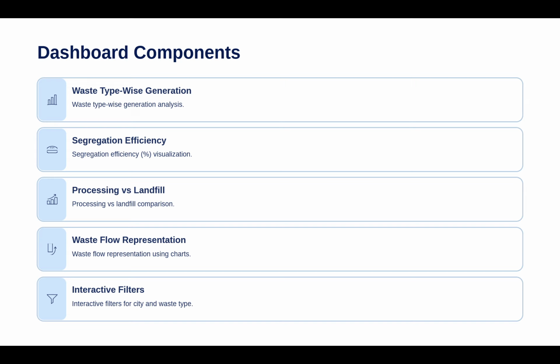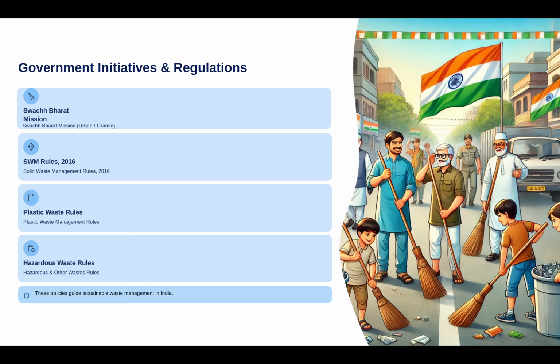Dashboard components. To visualize the data effectively, we designed an interactive dashboard. The dashboard contains several important components: waste type wise generation analysis, segregation efficiency visualization, processing versus landfill comparison, and waste flow representation through charts. It also includes interactive filters for city and waste type so users can explore the data dynamically.